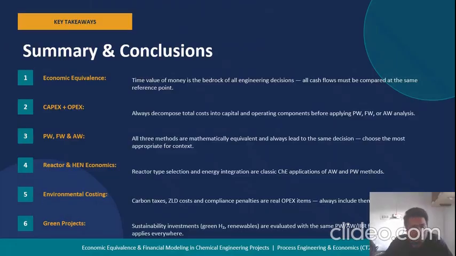And the last slide that we deal with in this presentation is economic equivalence, that the time value of money is the bedrock of all the engineering decisions. Then we have PW, FW, and AW, all three methods are mathematically equivalent and always lead to the same decision. Then last, we have environmental costing that involves carbon taxes, ZLD costs, compliance penalties, which are real OPEX items, etc. And in the final, we're going to talk about green projects, which depend on future sustainability, including green H2 and renewables evaluated with the same PW, AW, IRR, and everything else. So that's all from the PPT that we made here.